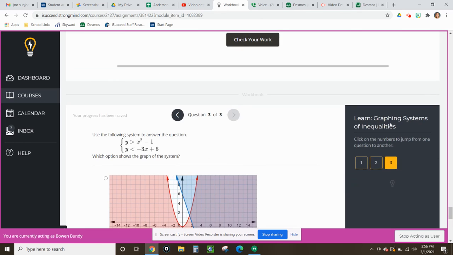And let's look at the last one. So you're going to do the exact same thing on this. You can either use Desmos or you can just kind of look at it and know for yourself. Let me know if you need more help on that.